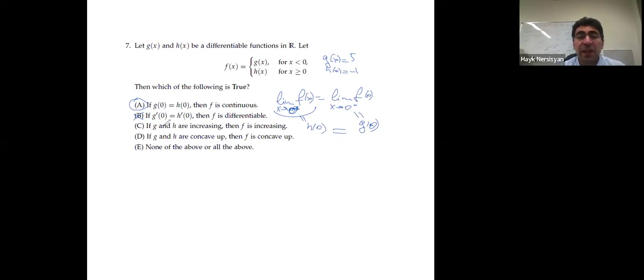If g and h are increasing, then f is increasing. No. What if this is our function, increasing g? Yes. And here we have some other one. Something like this. Both are increasing, but together function f is not increasing because this value is smaller than this one.